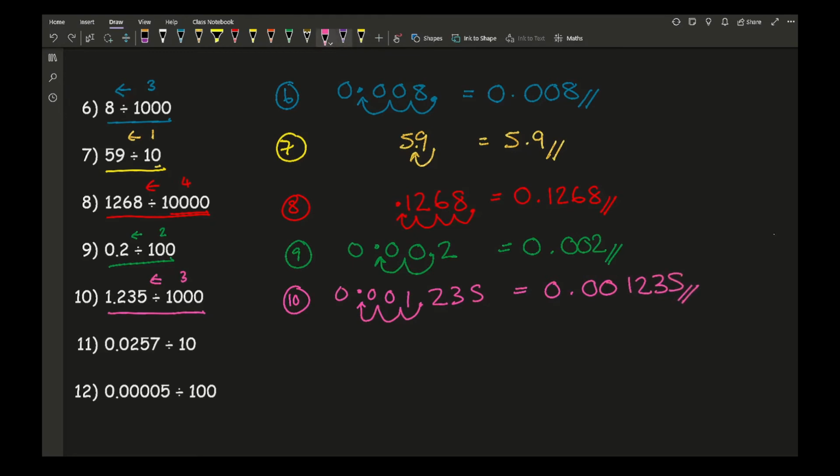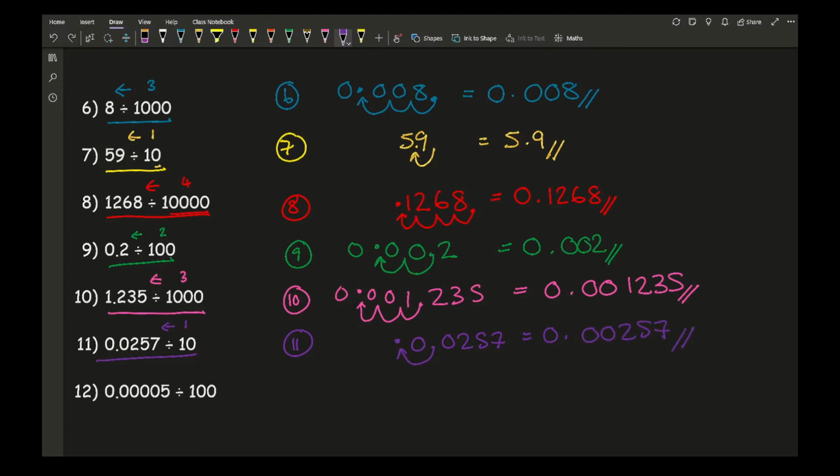And then with question 11, again, moving the decimal point 1 place to the left. And so I've got 0.0257, moving the decimal point 1 place, so it becomes here. And so the final answer is going to be 0.00257.